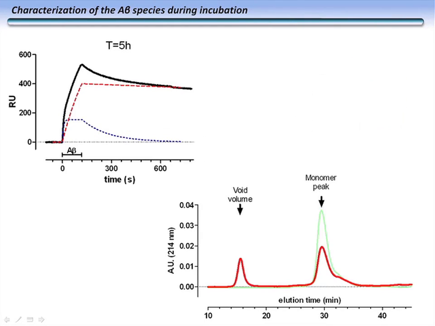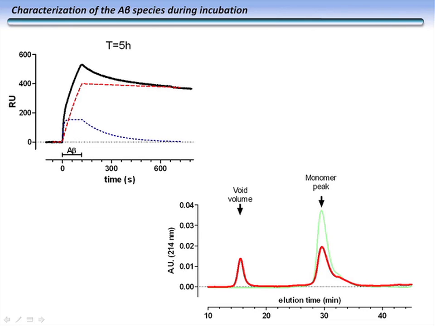What happened at 5 hours? That is the time point at which we had the maximum level of the slow off-rate species. When we injected the solution in SEC, we found two main peaks. And you can see that compared to T0, there is a decrease in the monomer peak and the appearance of a peak in the void volume.